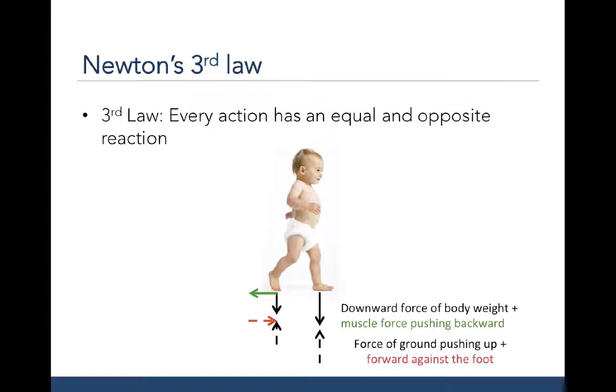The baby's back foot also exerts two forces. One force is downward, again due to gravity and the mass of the body. This is indicated by the small solid black arrow, as well as a force pushing backwards to push the body forwards. This is the green arrow. The opposite reaction is the ground pushing back up on the foot, again called the ground reaction force, and this is indicated by the small dashed arrow on the left, and a force pushing forward against the foot. This also is called a friction force, which typically prevents slipping. This is indicated by the red arrow.